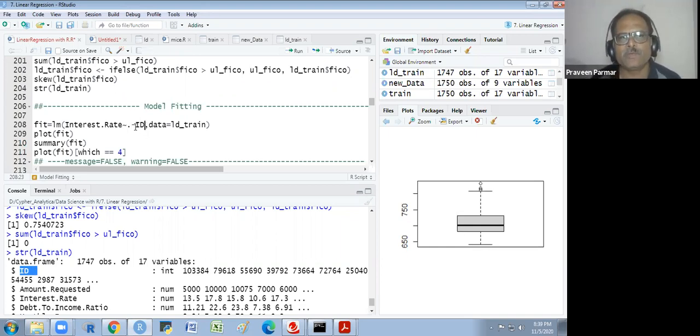So we are just removing it when we put the minus sign after dot without any comma. That column will not be included in training, so ID will not be included in training. And after the comma, we write the data name by which we are going to train the model. Got it? We run this.